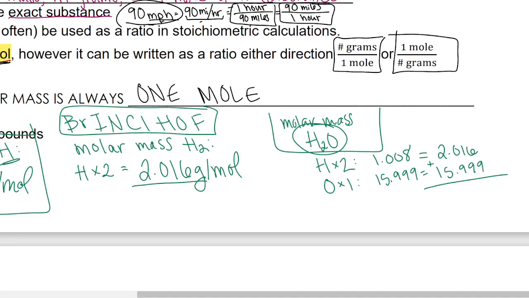All right, if you have added these two numbers together, what did you get? 18.015. And our unit on that, since it is molar mass, is what? Grams divided by mole. Good, grams per mole. So far, so good? Alrighty.